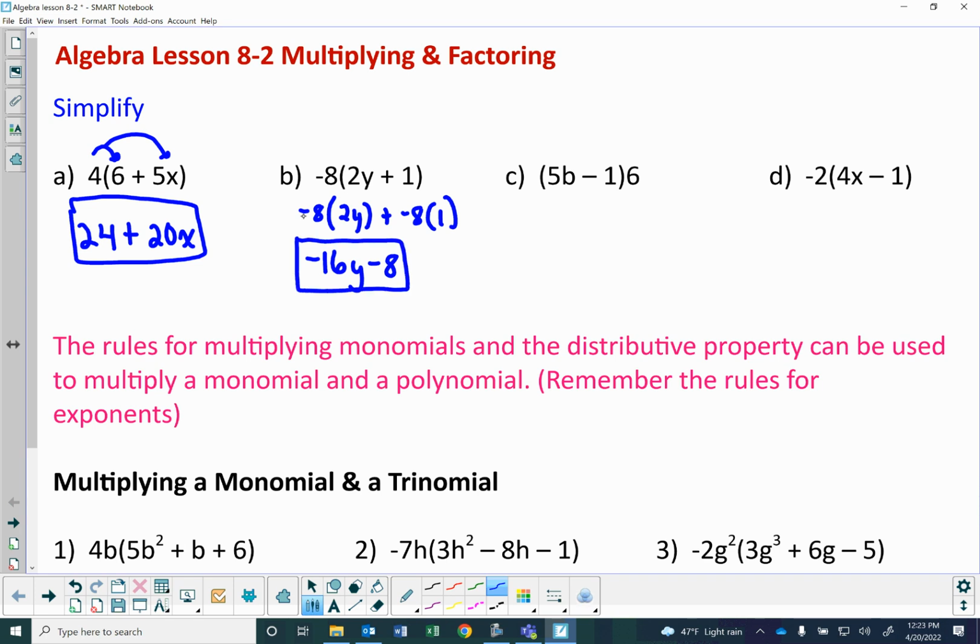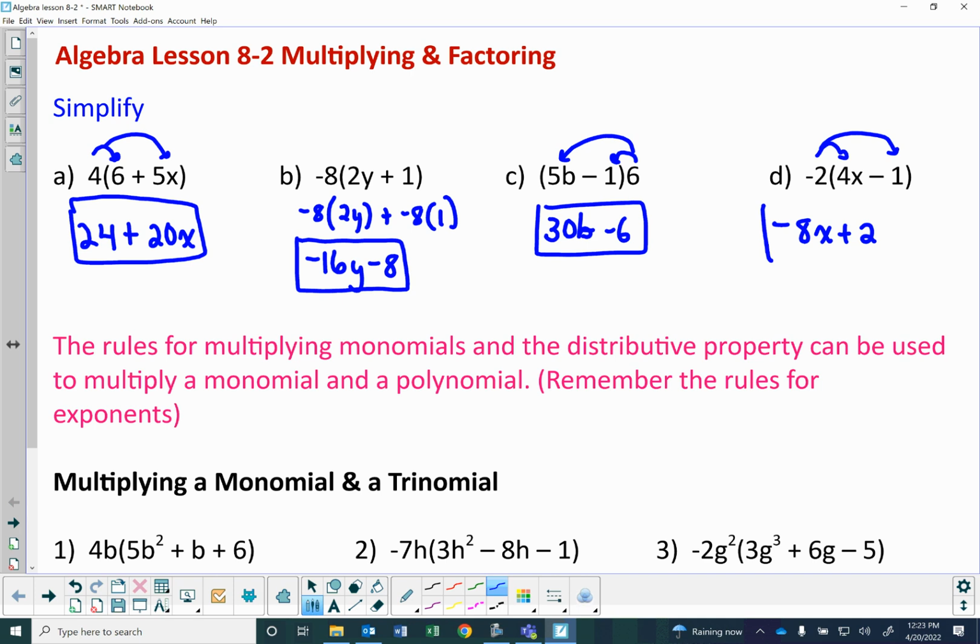Letter C, just because the number's at the end doesn't mean you can't distribute it. Same way. If I do 6 times 5b, that's 30b, minus, oops, forgot my b, minus 6. And last but not least, if I distribute a negative 2 through 4x minus 1, that is negative 8x plus 2. Now, we've been doing that kind of distributing all year.